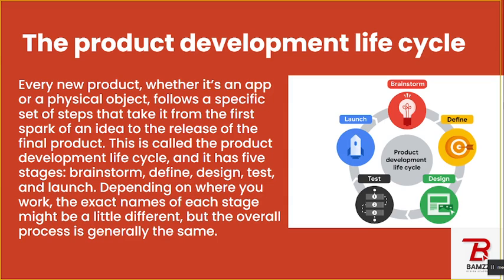So every product always has a development life cycle, and the development life cycle of nearly all products is very similar, but the terms used to define it are different. So in UX design, we have 5 product development life cycle stages. The first is the brainstorm stage, where you brainstorm ideas, and next we have define, the next stage we have design, the next one we have test, and the last one we have launch.